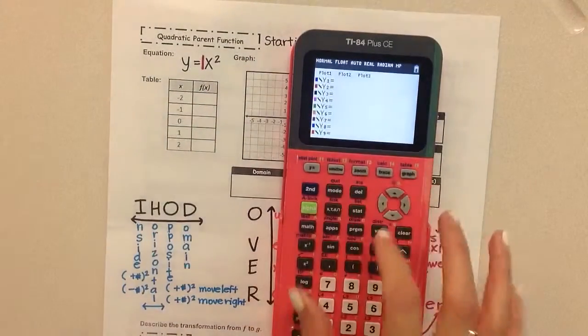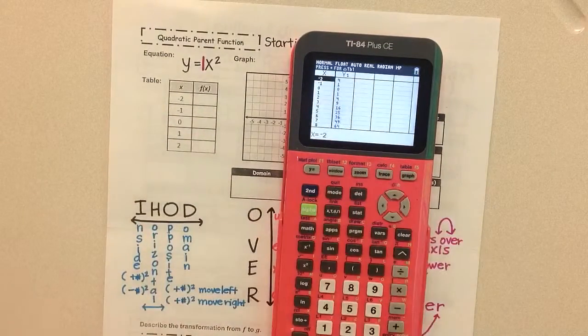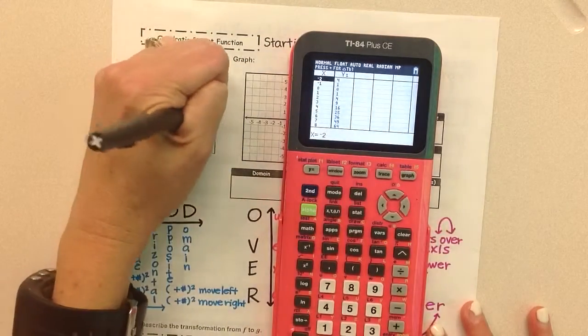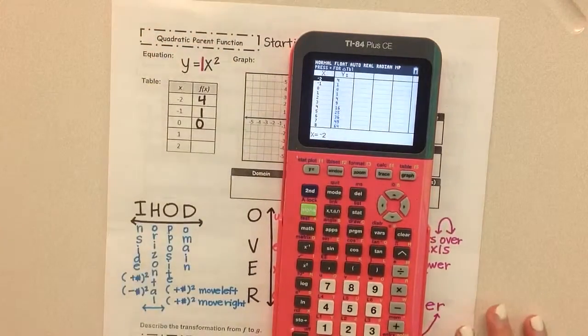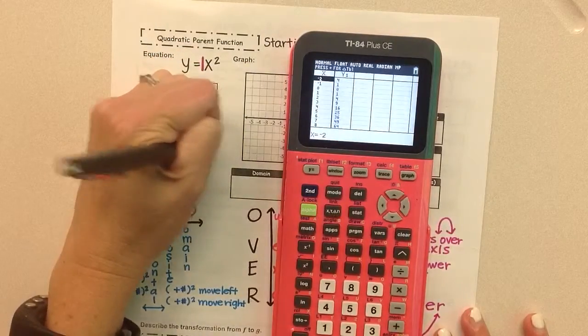So what I'm going to do is I'm going to go to y equals and I'm going to type in x squared. I'm going to go to my table and I'm going to fill in these values. So when x is negative 2, y is 4. When x is negative 1, y is 1. When x is 0, y is 0. When x is 1, y is 1. And when x is 2, y is 4.